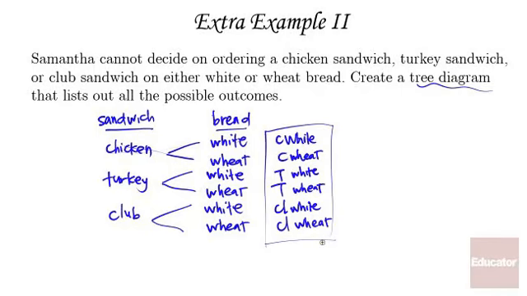Okay, you can also make your bread your first event and then your sandwich the second event, right? So then you would just do white and wheat, you list those two out, okay? And then you would branch out to the 3 options for the sandwich, okay? So then it works either way. It doesn't matter which one you label as your first event and your second event, as long as you make sure that you're going to pair up each of the first events with each option for the second event, okay? So you have 6 different options.